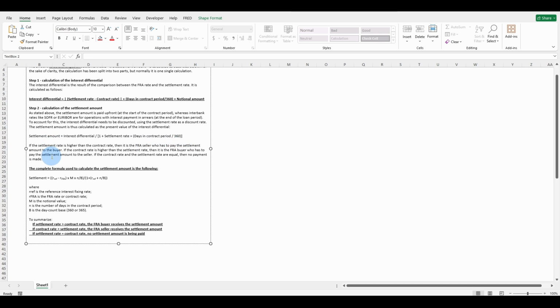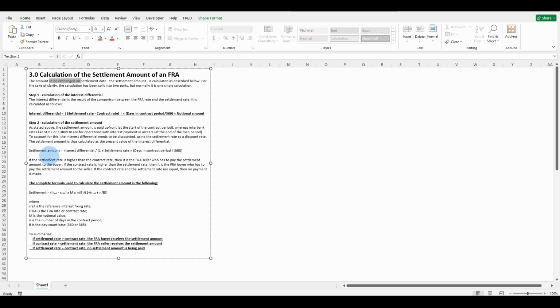If the settlement rate is higher than the contract rate, then it is the FRA seller who has to pay the settlement amount to the buyer. If the contract rate is higher than the settlement rate, then it is the FRA buyer who has to pay the settlement amount to the seller. If the contract rate and the settlement rate are equal, then no payment is exchanged.